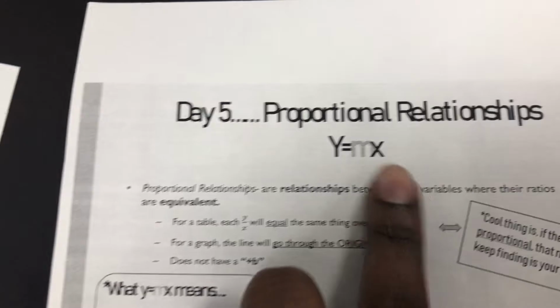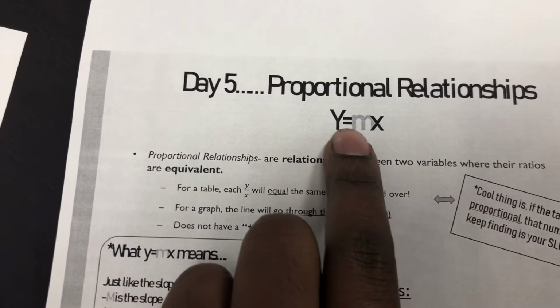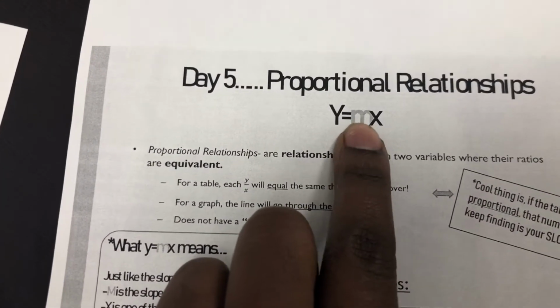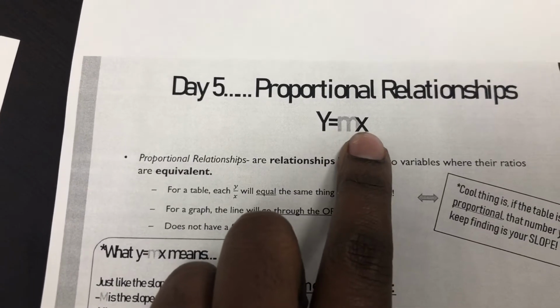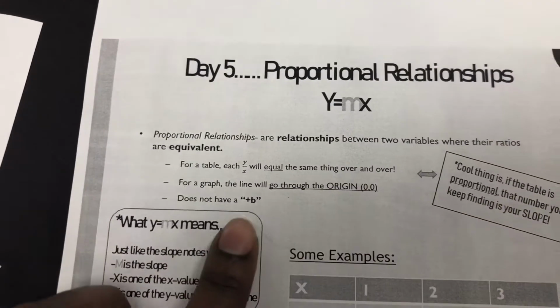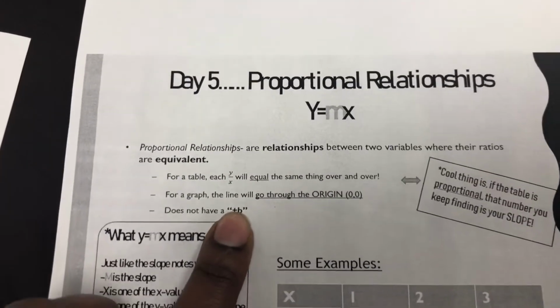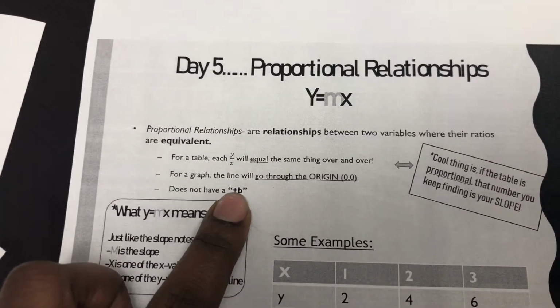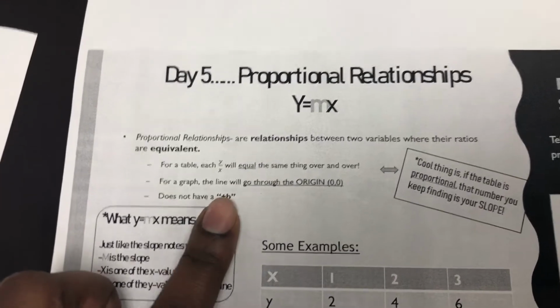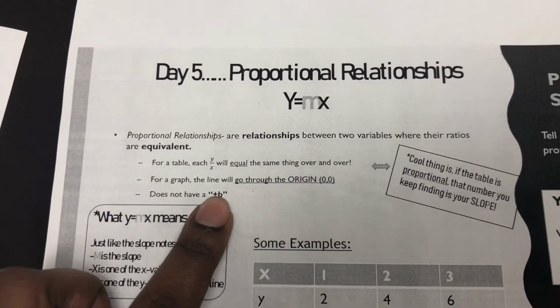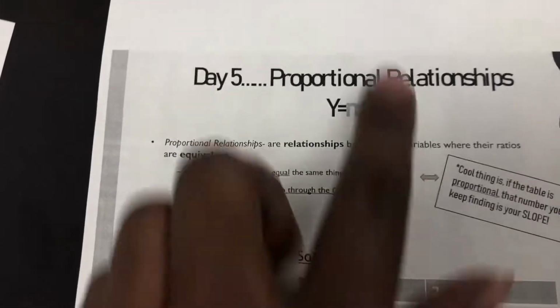So if they ever give you any sort of equation and ask you, hey, is this equation proportional? You have to make sure that it only has y equals your slope and then the x right next to it. So there is no plus b part. There's no plus 1 or plus 1/2 or minus 2 or minus 0.2. There's nothing after the x, okay? So that's if they give you an equation.